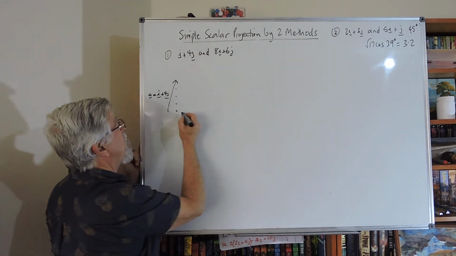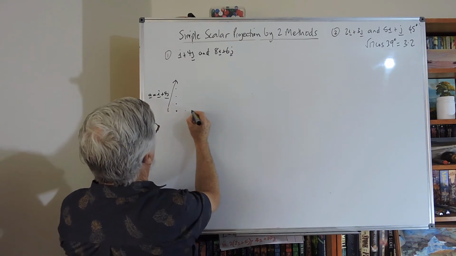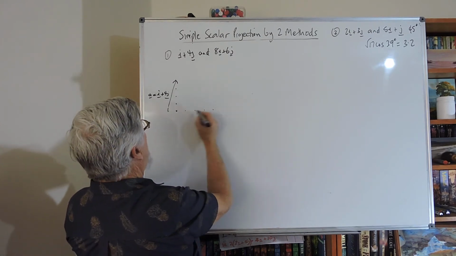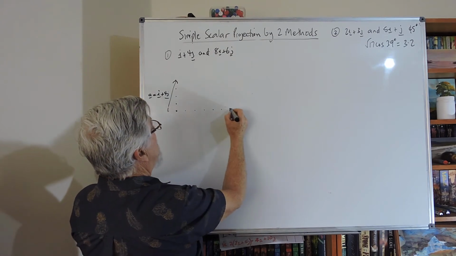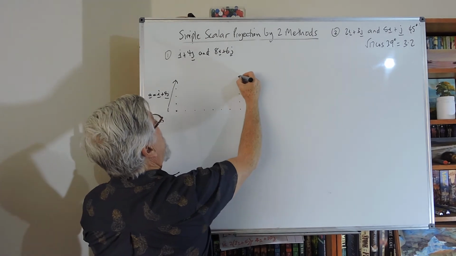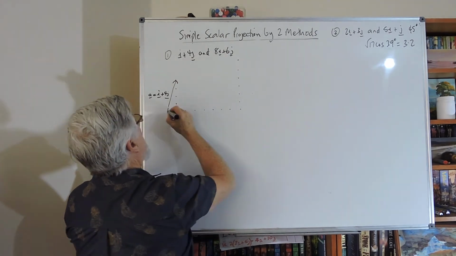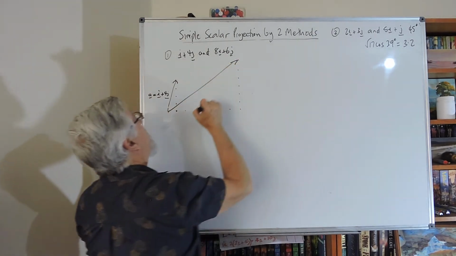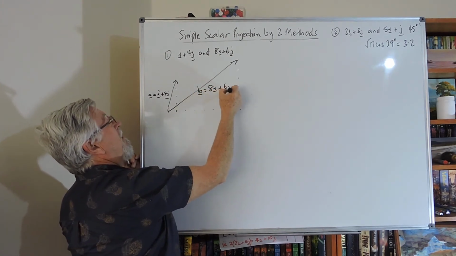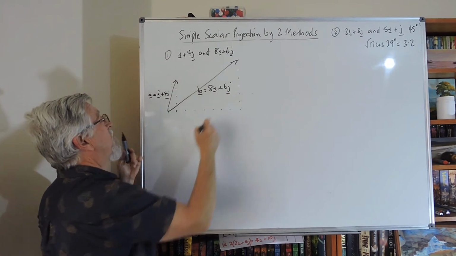Now this one's 8i plus 6j, so I'm going to try to be reasonable. 2, 3, 4, probably be more careful than usual. 1, 2, 3, 4, 5, 6, 7, 8. I'm going to go up 6. 1, 2, 3, 4, 5, 6. Try to draw that inaccurately. Oh, beautiful. So this one I could call vector B, which is 8i plus 6j. Let's have a look what's going on here.